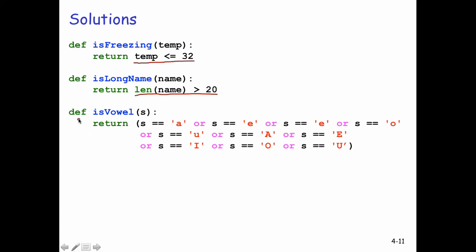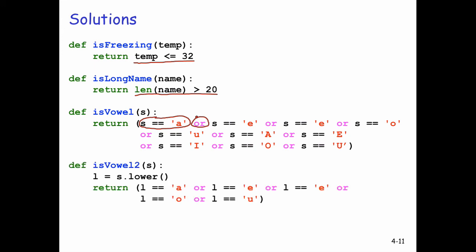We have 10 tests, each one of which, like this first one, compares s to a single vowel, where we check all the 5 lowercase vowels and all the 5 uppercase vowels. So there's 10 checks, and we combine those using the OR combinator. So if any one of those is true, isVowel will return true. But if none of them is true, isVowel will return false.